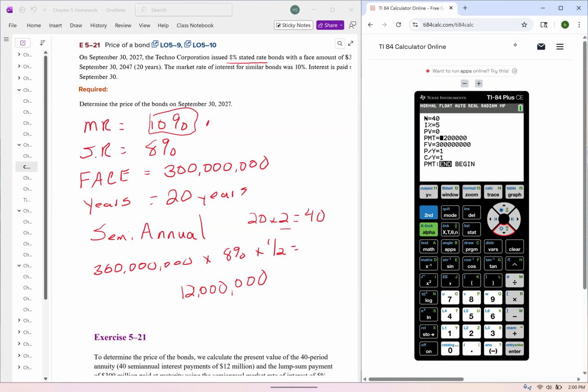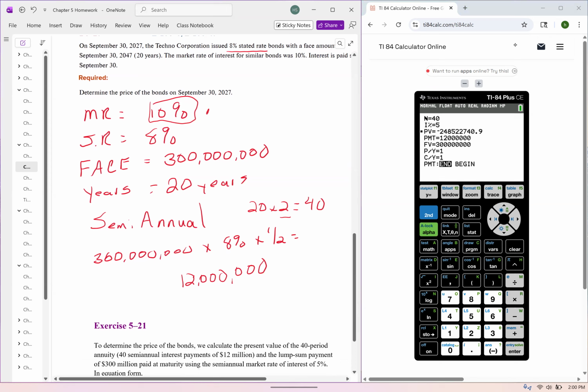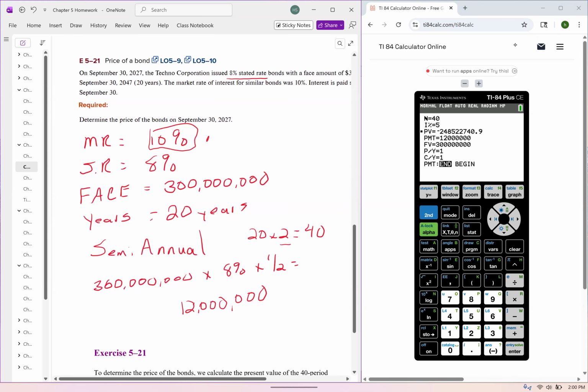So I'm going to come down here and just put that in. Then we'll come back up here and do alpha enter, and boom, we got our answer. We knew this bond was going to be less than 300 million because it was issued at a discount. So this bond will have an issue price of 2,048,527.41.